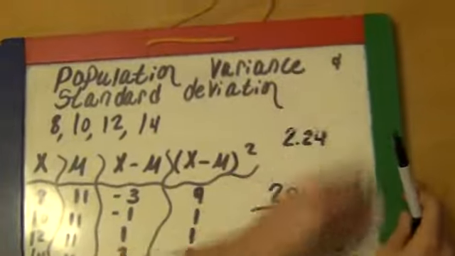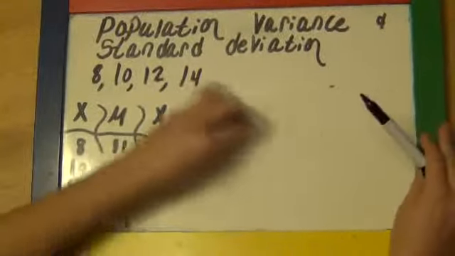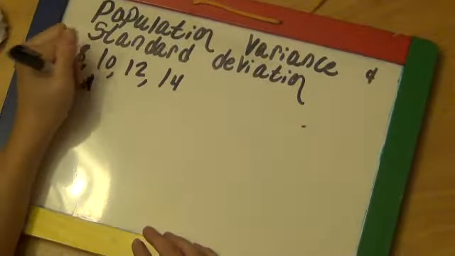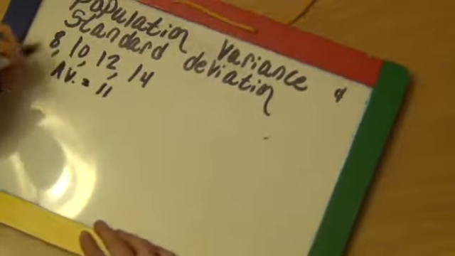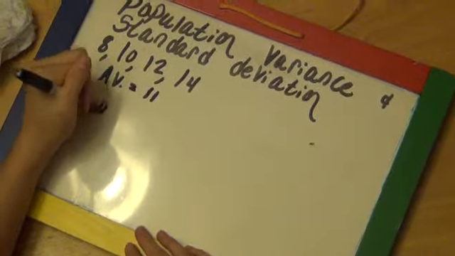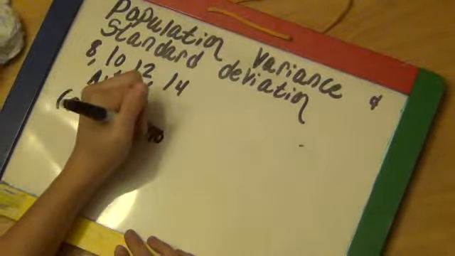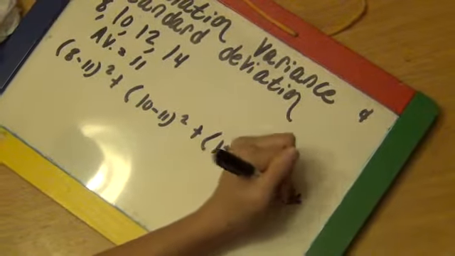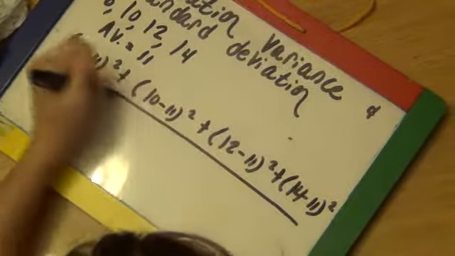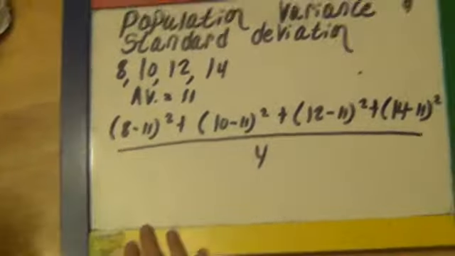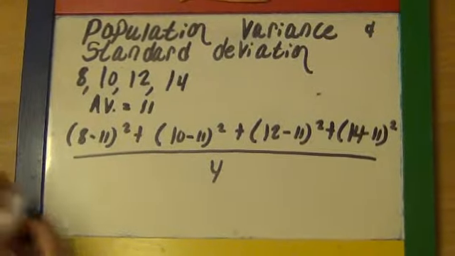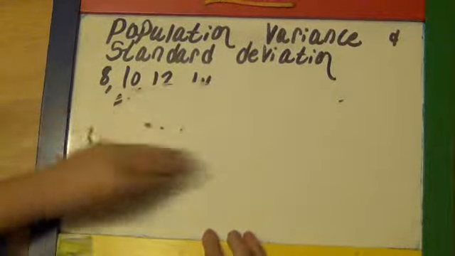Another way that you can do this, once you find the average, is to actually list it out. We know our average here equals 11. So you have the option of doing this, and divide by 4. So this is another way that you can find the population variance and then square root it for the standard deviation. But the table is a lot more organized.